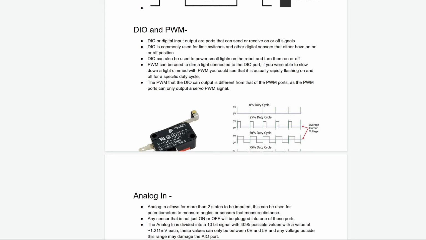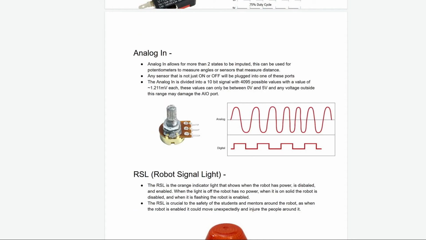Analog in is similar to DIO, except we can read thousands of different discrete values, 4095 to be exact. This allows us to, say, put a potentiometer on a motor arm or an arm on the robot, and get close to the exact position and send that back to the RoboRio where we can use it in code. This is useful if we need to know where a part of the robot is or to know how far a certain part has spun.